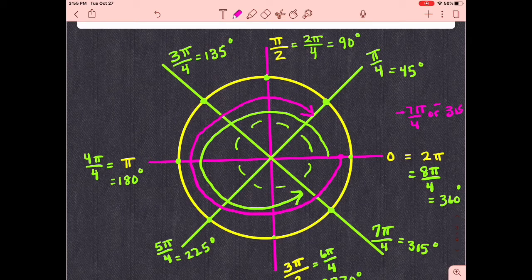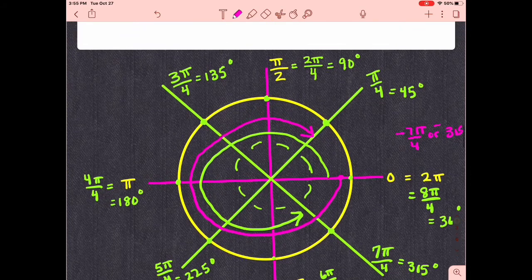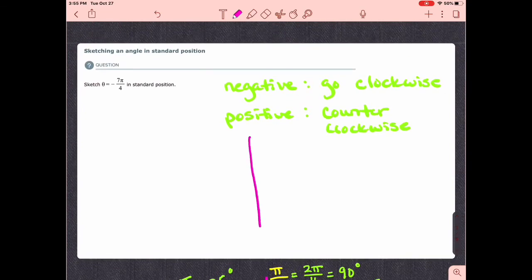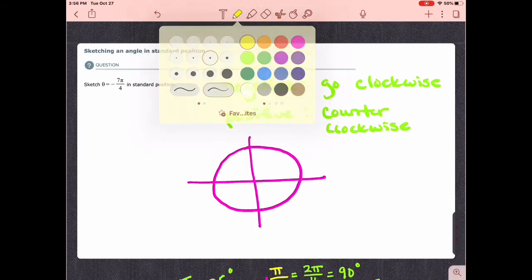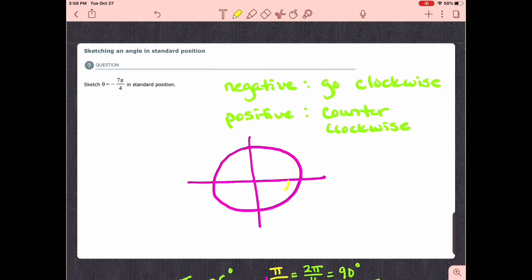And so the angle we want to draw is actually a 45-degree angle because we went in the negative direction. Negative is counterclockwise. And we went this way. And we want to draw this angle right here. And so this right here is negative 7 pi over 4.